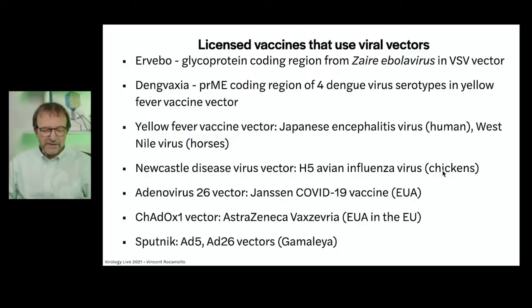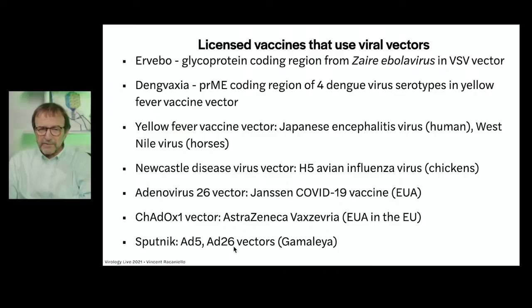Of course, you all know that the Ad26 vector is part of the Janssen COVID vaccine, which is under EUA, not licensure, in the U.S. The ChAdOx1 vector is a chimpanzee adenovirus vector, part of the AstraZeneca Vaxzevria vaccine, which has an EUA in the EU. And then we have human Ad5 and Ad26 vectors in the Sputnik vaccine produced in Russia by Gamaleya. And there are others as well. This is not a comprehensive list, just to show you that many of these are now going into humans, spurred on by the pandemic, of course.